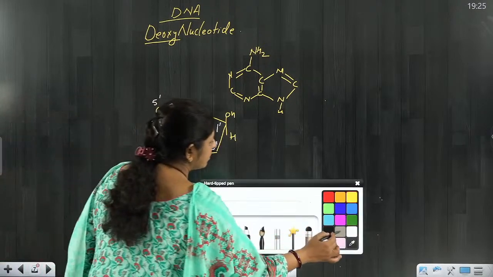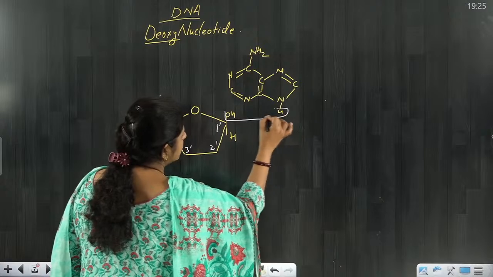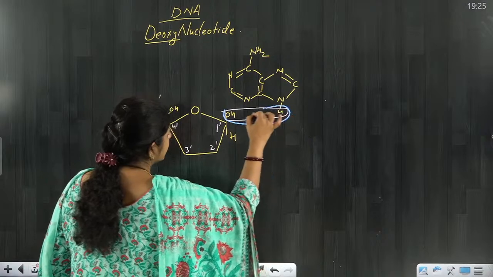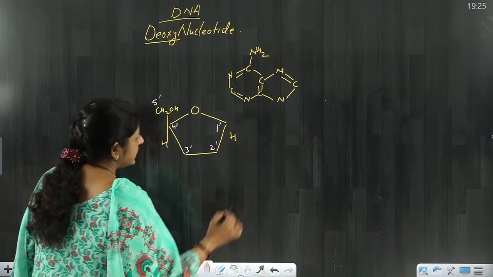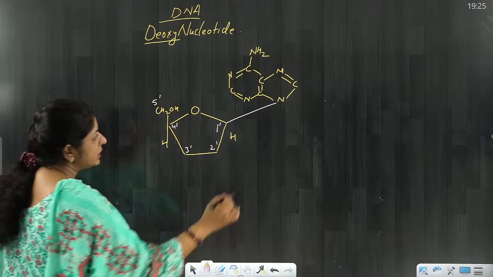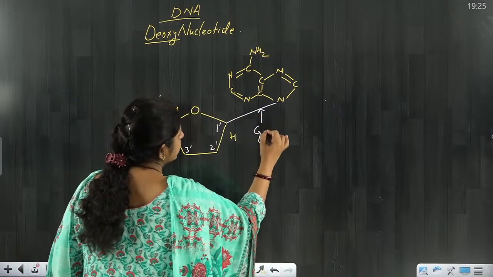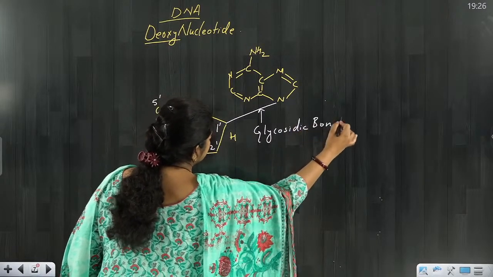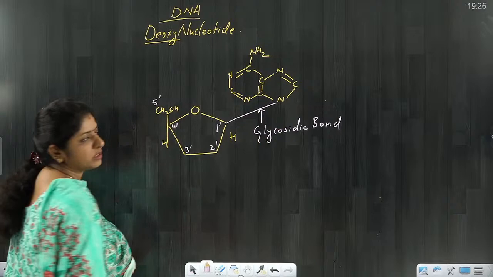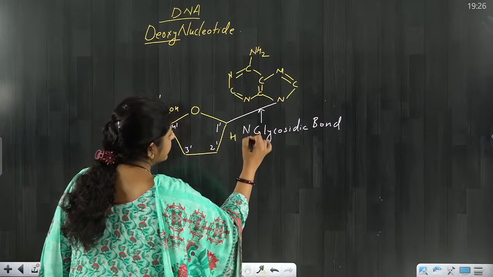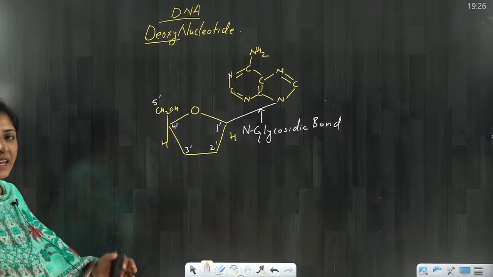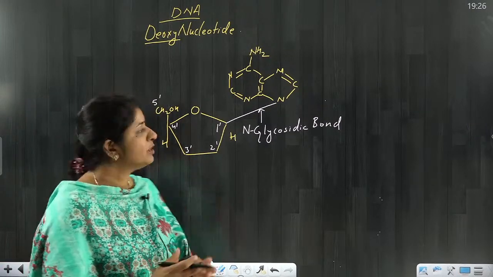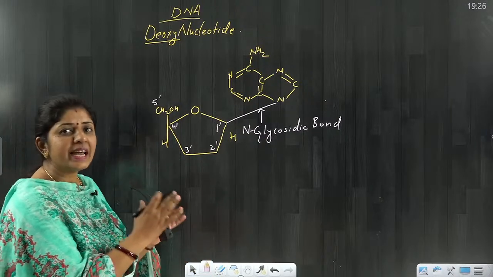What is going to happen now? There is a loss of a water molecule. When this water molecule is eliminated, a bond is created. This bond you call a glycosidic bond. And in this bond, carbon is making a bond with nitrogen. That's why you call it an N-glycosidic bond. So can I say the glycosidic bond is created by loss of water? Fine. So this is a nucleoside in front of you.